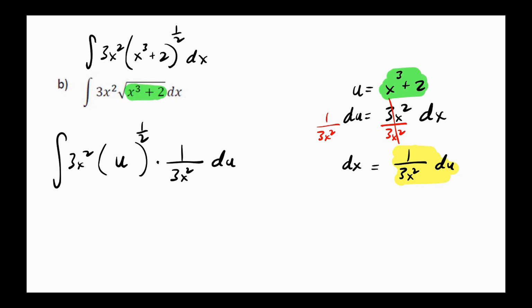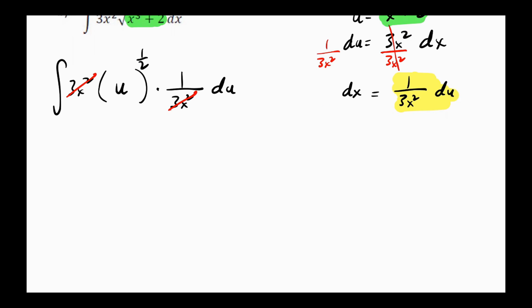If you do it correctly, some things should cancel out. They always do. This guy and this guy. So when you cancel out, you might have a constant multiple, but you won't have x's anymore. You shouldn't have x's and u's combined. If you do it correctly, you'll only have u's, no x's. So now I have u to the 1/2 du. That's a lot easier to work with. I can use straight up power rule for that guy.